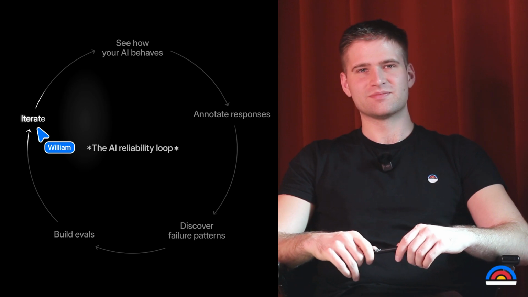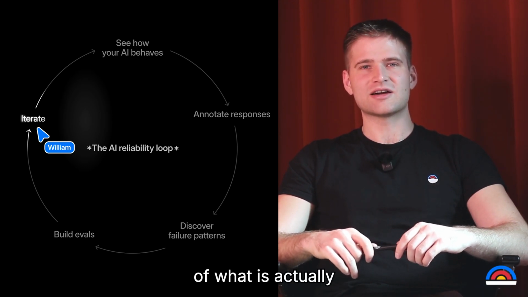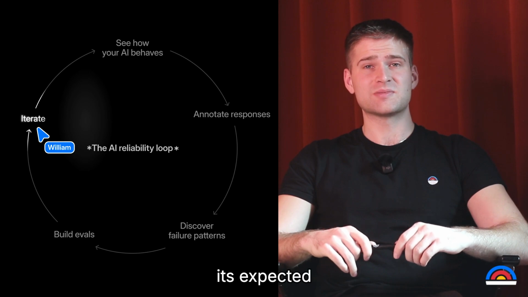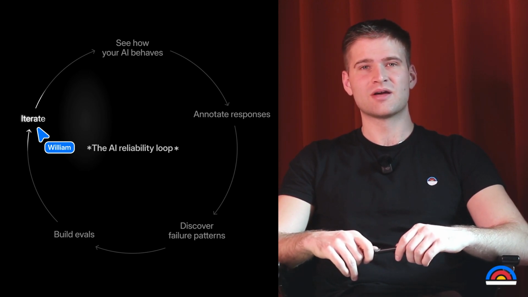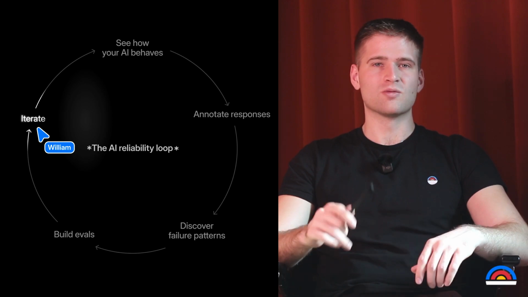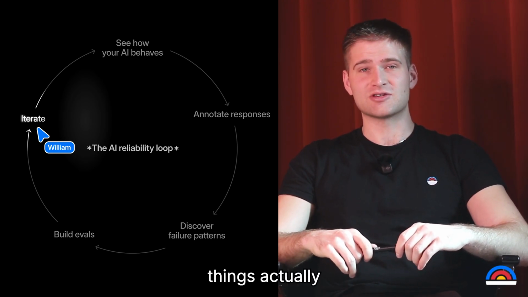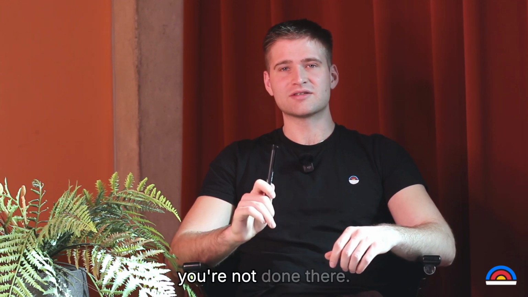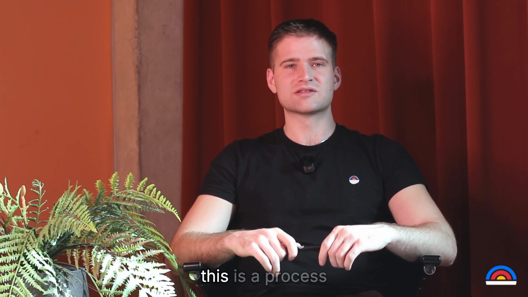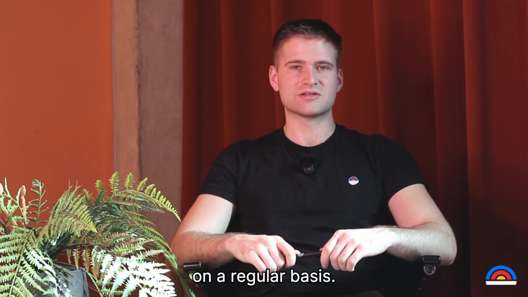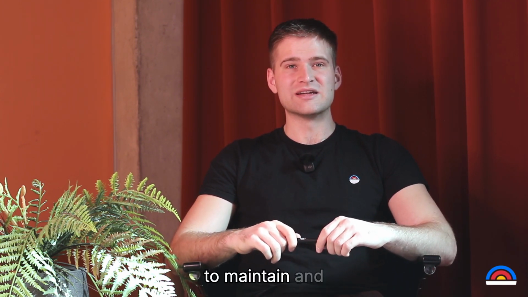Step 5 is iteration. With an understanding of what is actually wrong with your prompt, its impact, and its expected behavior, you can get to improving it. We recommend improving one thing at a time, rerunning the evals, and seeing if things actually got better. However, you're not done there. We call this a loop because this is a process that you're going to carry out on a regular basis. You can think weekly to maintain and improve your AI product, as new improvements can bring new failures to surface.